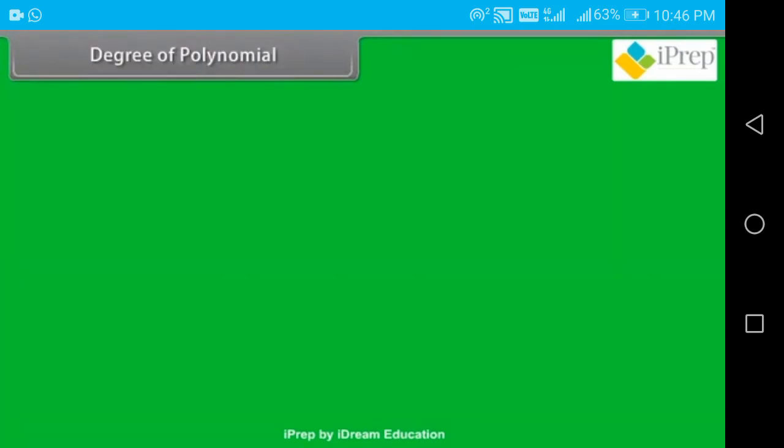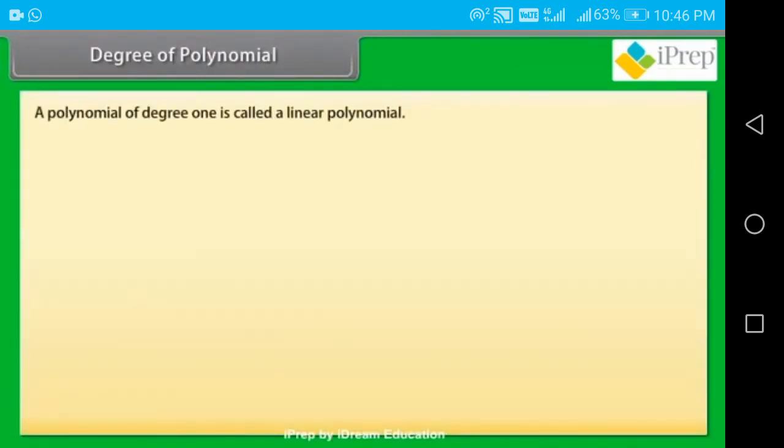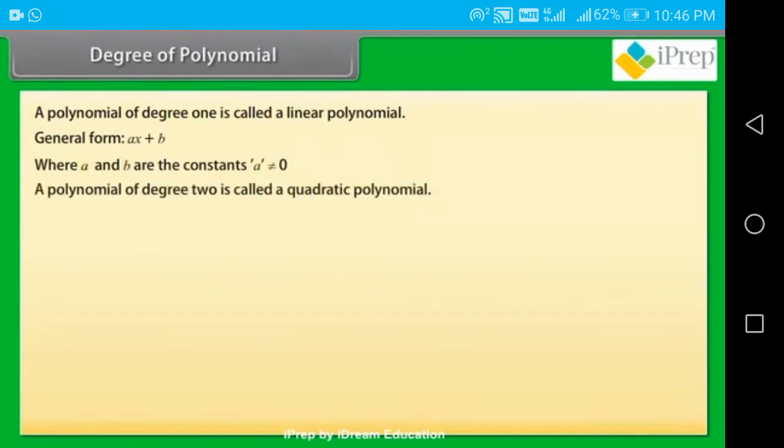Degree of polynomial. A polynomial of degree 1 is called a linear polynomial. Its general form is ax plus b, where a and b are constants, and a is not equal to 0. A polynomial of degree 2 is called a quadratic polynomial. Its general form is ax square plus bx plus c, where a, b, and c are constants and a is not equal to 0.